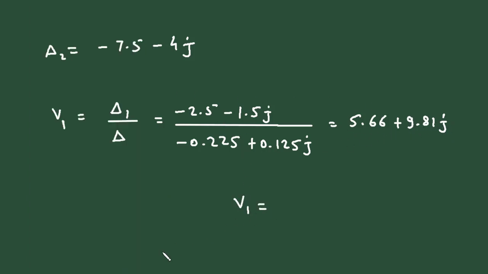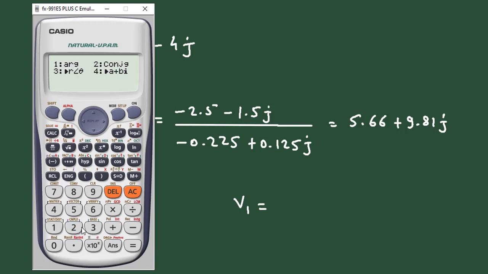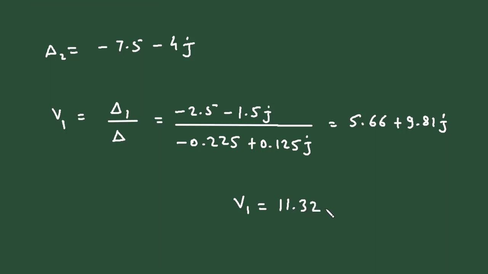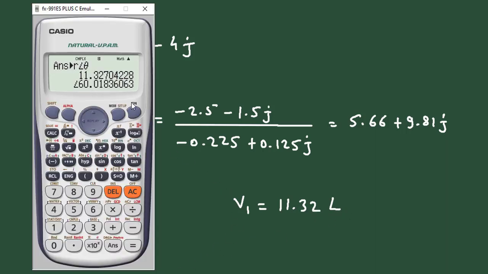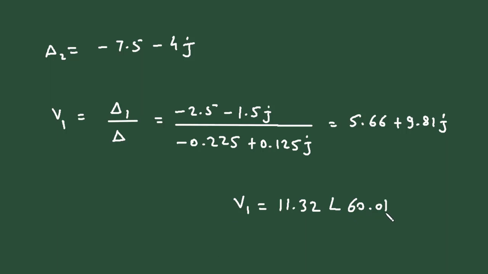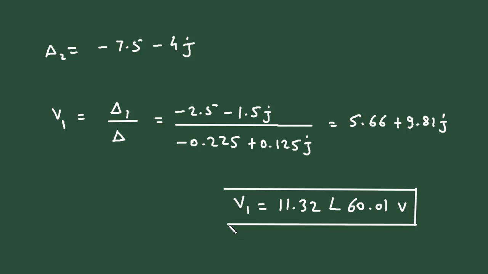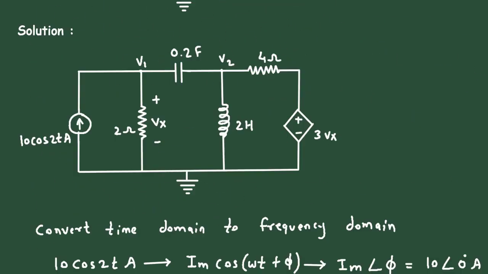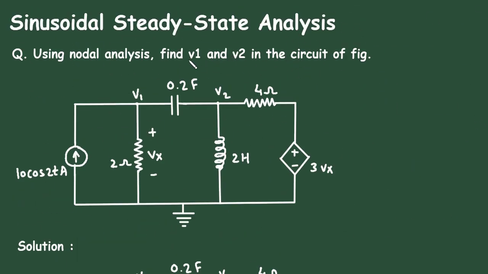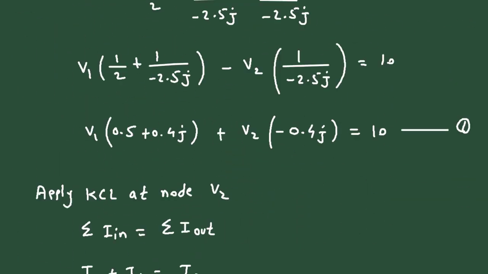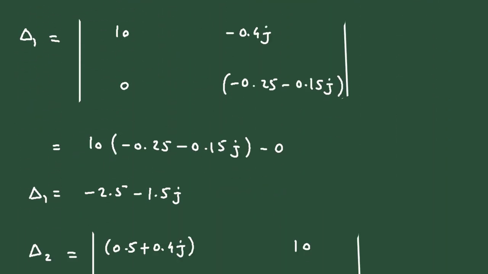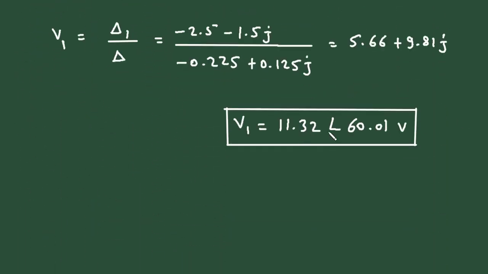In polar form, V1 is equal to 11.32 at an angle of 60.01 volts. This is the value of V1. We have to find these values in time domain format because here v1 and v2 are in small letters. So first we will find them in the phasor domain, then we will convert them into the time domain.